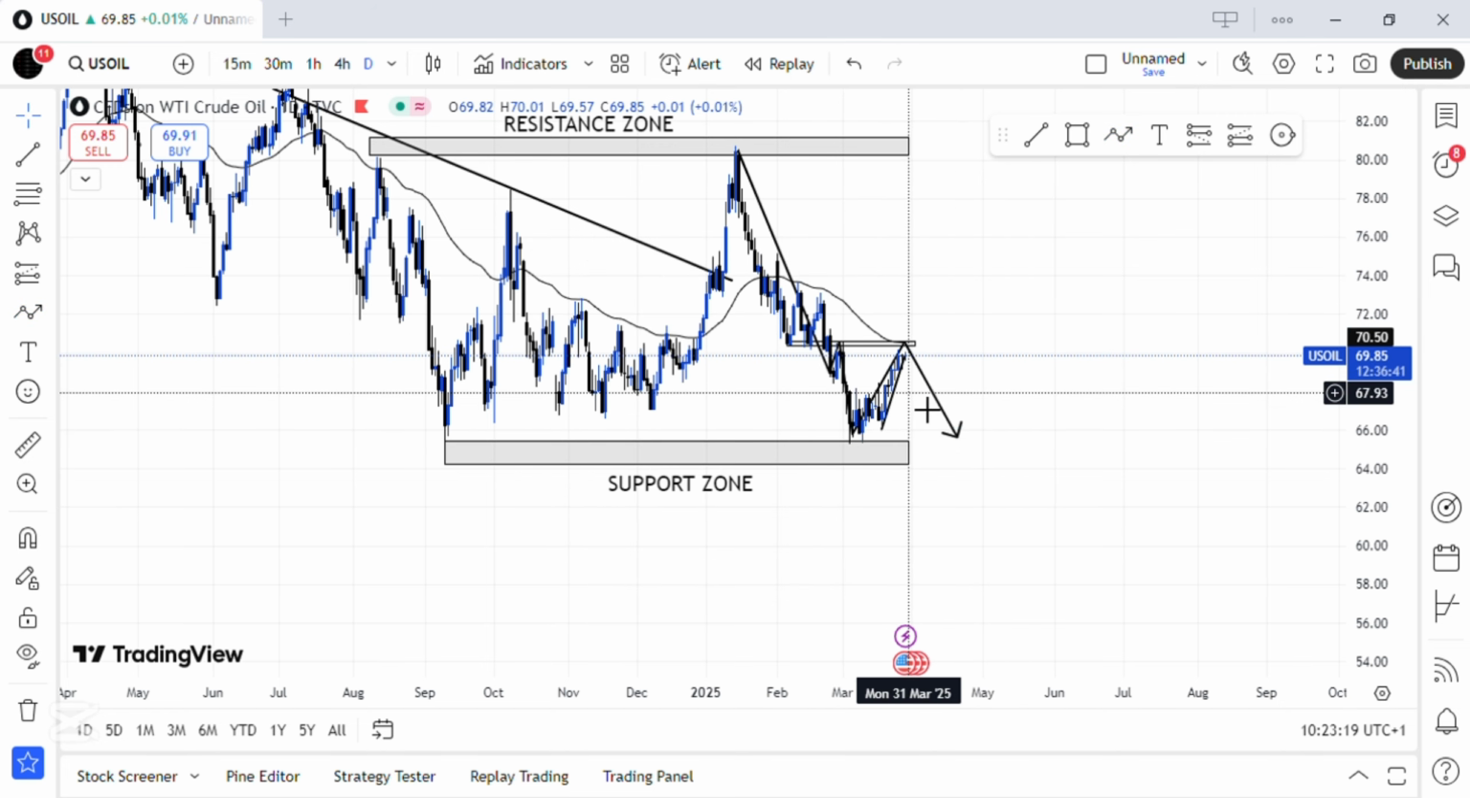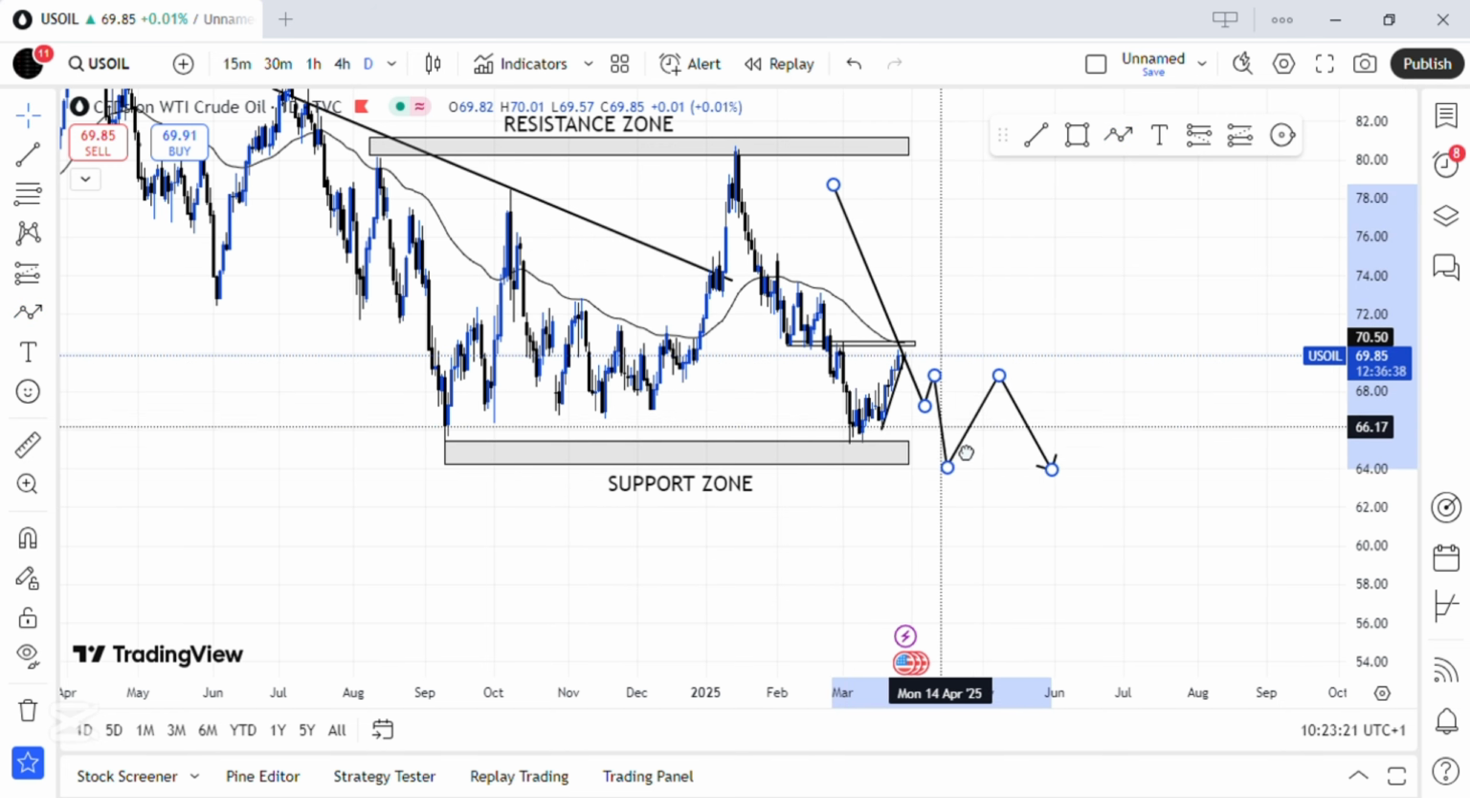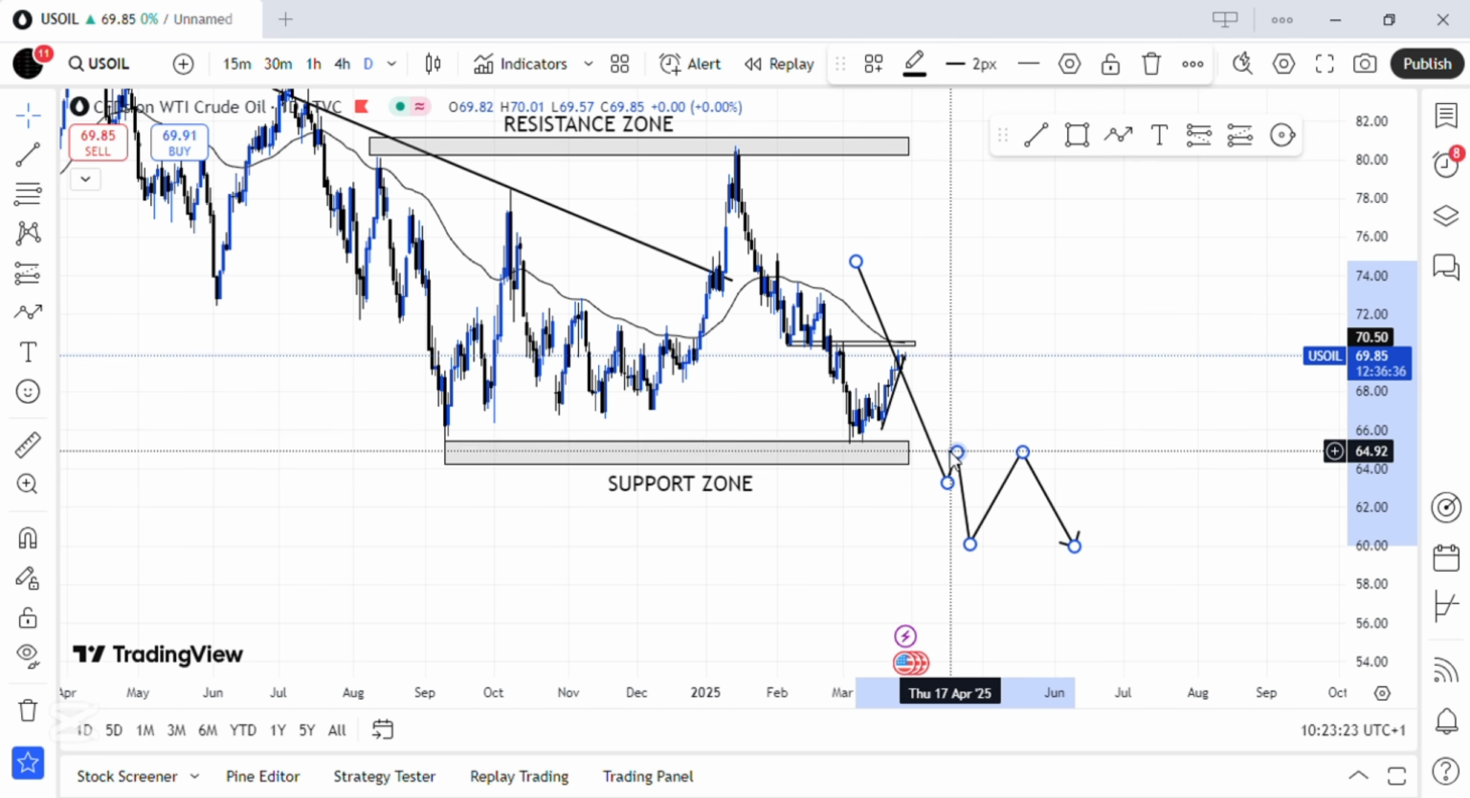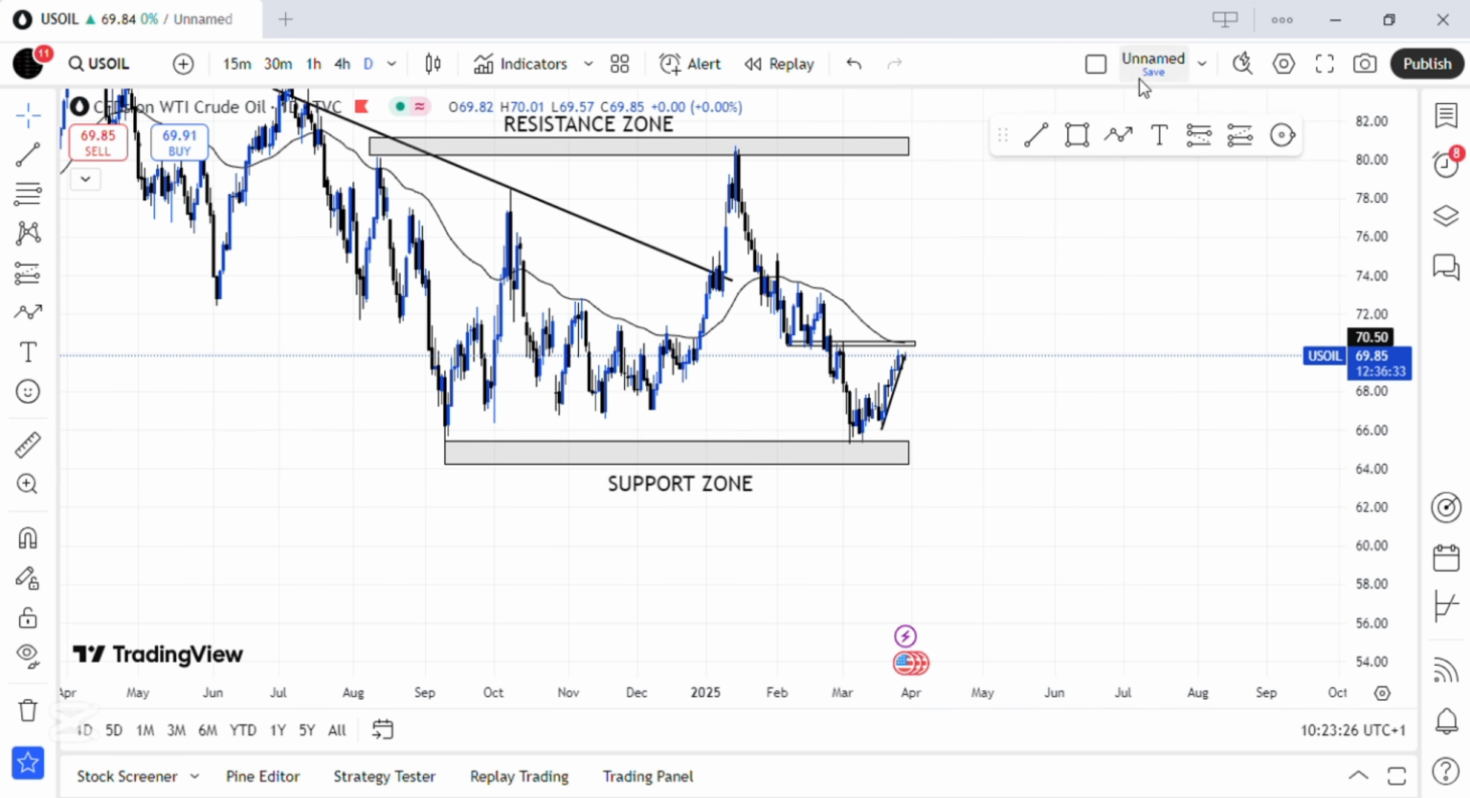So from what I'm seeing here, it's still going to come down to this support zone. Because why? This is just a retest. This was just a retest of the zone. Look at that, it was just a retest of the zone. That's why I feel like it's still going to come down to the downside.